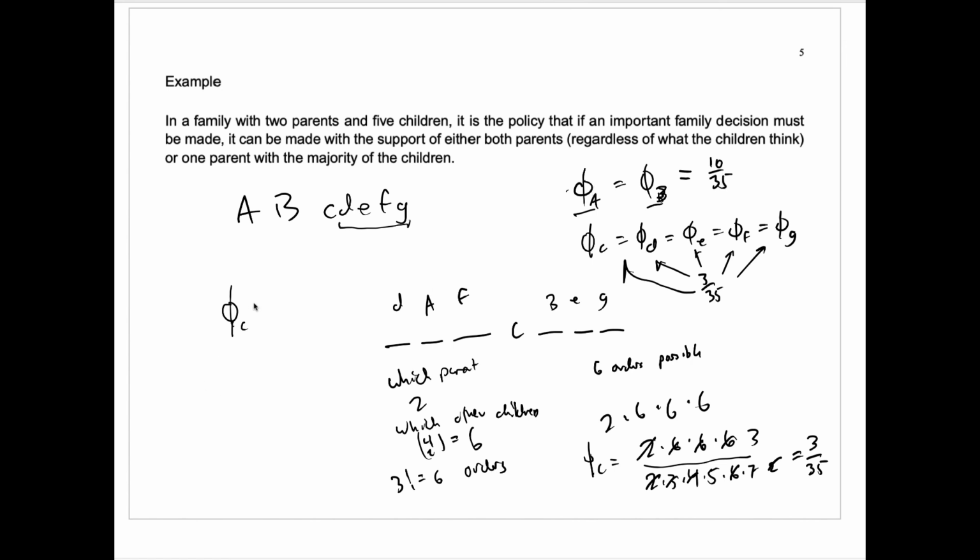So the Shapley function will be exactly this. Phi will be this power index that gives 10/35 to each parent and 3/35 to each kid. So you'll see that the way this voting system is set up, the parents, each individual parent is worth more than 3 kids in this voting.